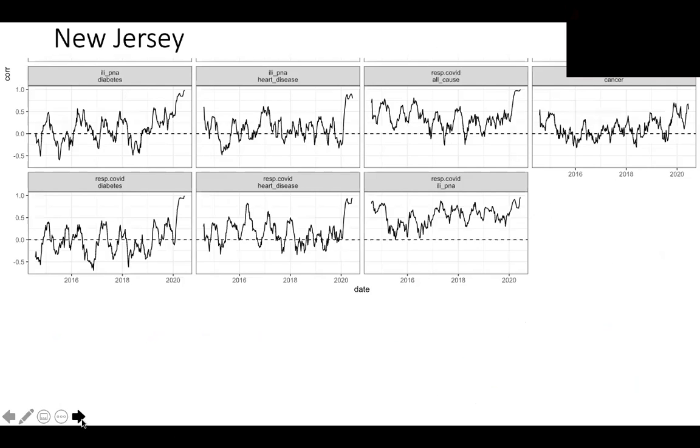The next analysis that I did has the date on the x-axis and the correlation in the excess mortality between respiratory COVID and a variety of other causes on the y-axis. The main part to focus on in these graphs is that as time progresses towards the more recent times of the pandemic, there has been a sharper and clearer correlation between COVID and all-cause mortality, diabetes, as you can see by the sharp peak, heart disease, and influenza and pneumonia. But there is less of a correlation with cancer.